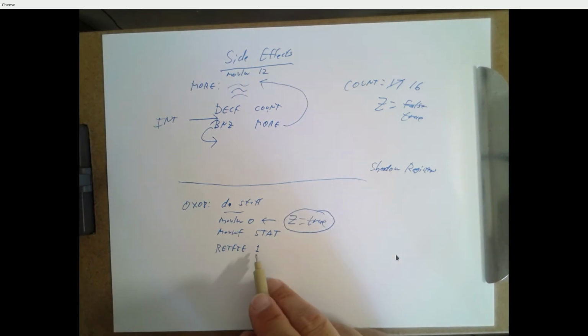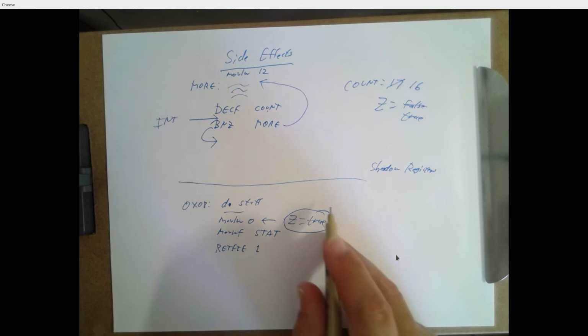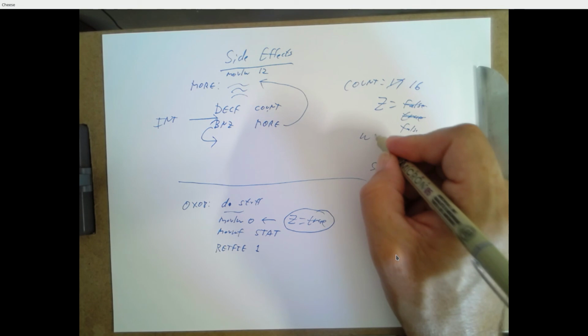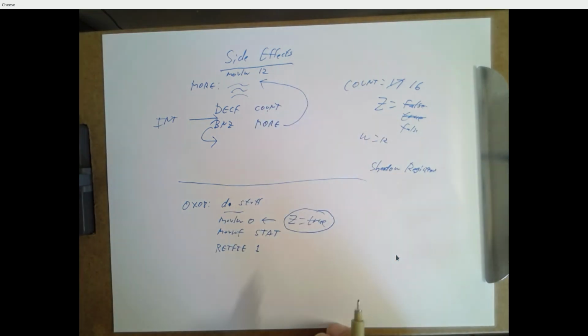So if we said retfie 1, then when we return, Z would be set back to the value of false, and W would be set back to its value of 12. So usually you're going to want to do a retfie 1 when you return from an interrupt. The trick is there's only one set of shadow registers. So if you were to get interrupted inside an interrupt routine, you need to handle saving those registers yourself. That's a detail we'll talk about more another time.